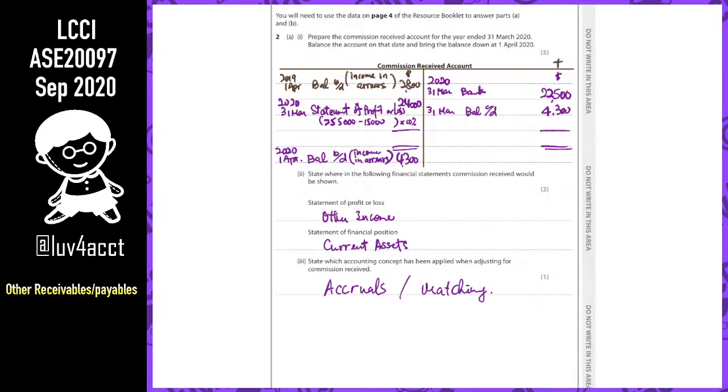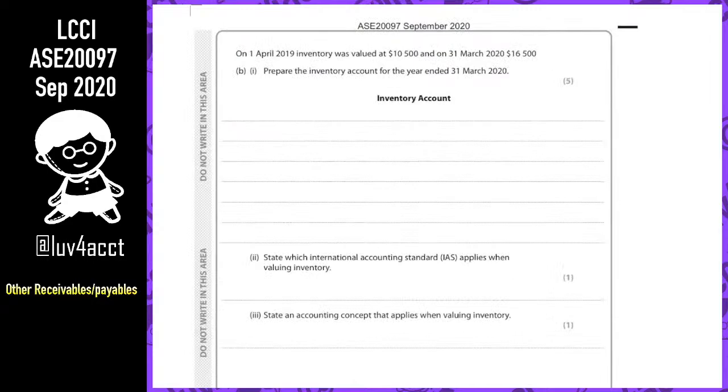Okay, so 8 marks here. Let's continue. Inventory. On the 1st of April, inventory was valued at this amount, and then at the end of the year, this one. Prepare the inventory account. Usually we just work on inventory in the statement of profit and loss. We have adjustment, but seldom do we need to show the inventory account. So if you do not know the stuff, it's time for you to learn. Inventory account is an asset account, so it is on the debit side.